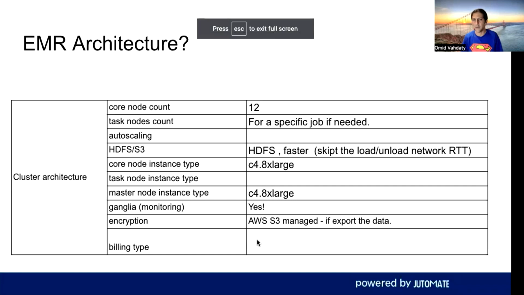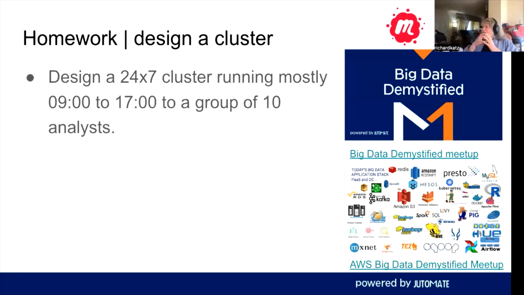Great. So let's talk about the billing type. What would you use? You remember the options: on demand, spot, and reserved. Let's consider the use case. You have a cluster that is mostly running from 9 to 5 for a group of analysts. Can we safely assume these analysts are going to be working for quite some time? Reasonable assumption, right? So should we consider anything other than on demand?